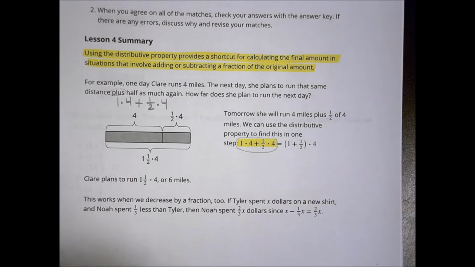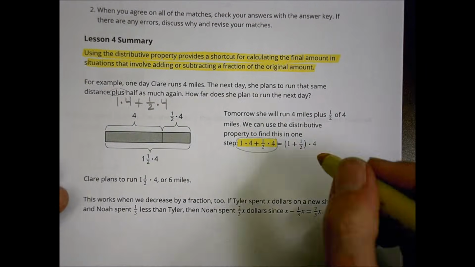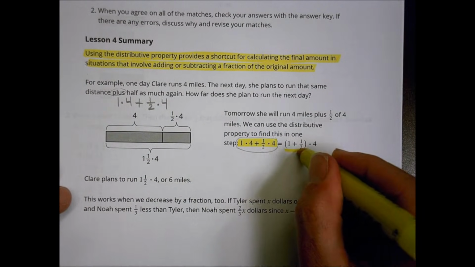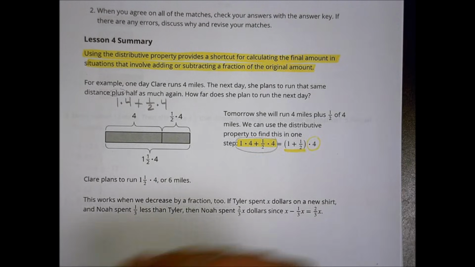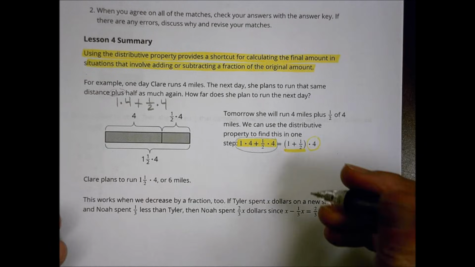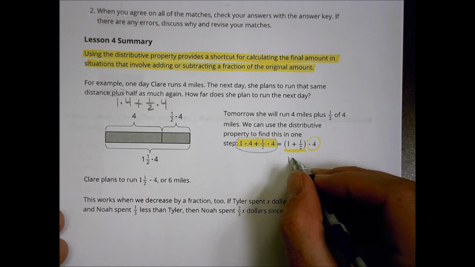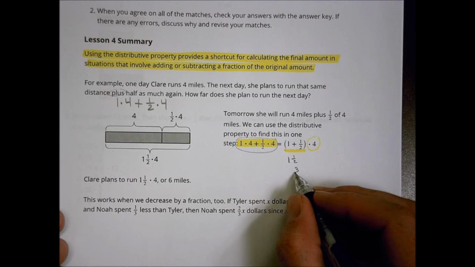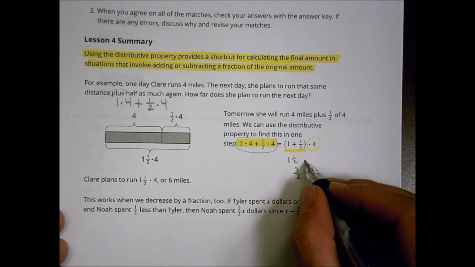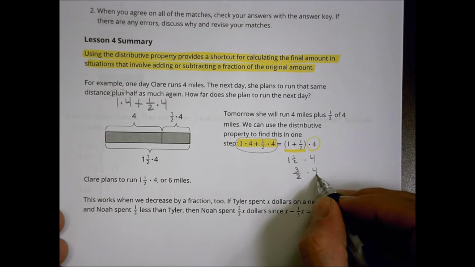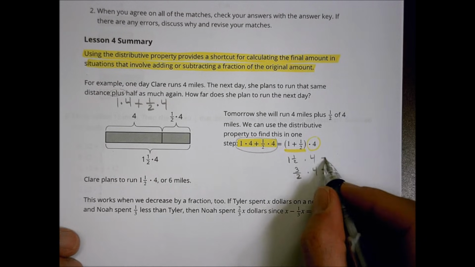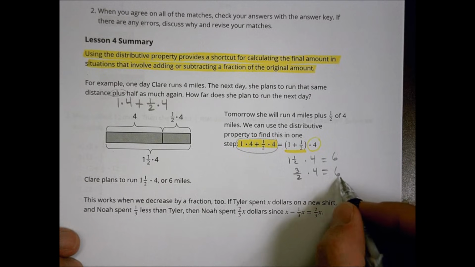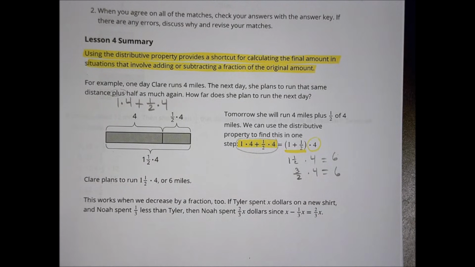And using the distributive property, we can see that we group together the 1 and a half, and we leave the 4 out here by itself. And so that 1 and a half becomes 1 and a half, or 3 over 2. And those are all still times 4 to help you solve that there. And when you solve it, you still end up with, no matter which way you do it, 6. Okay? And that's the idea today.